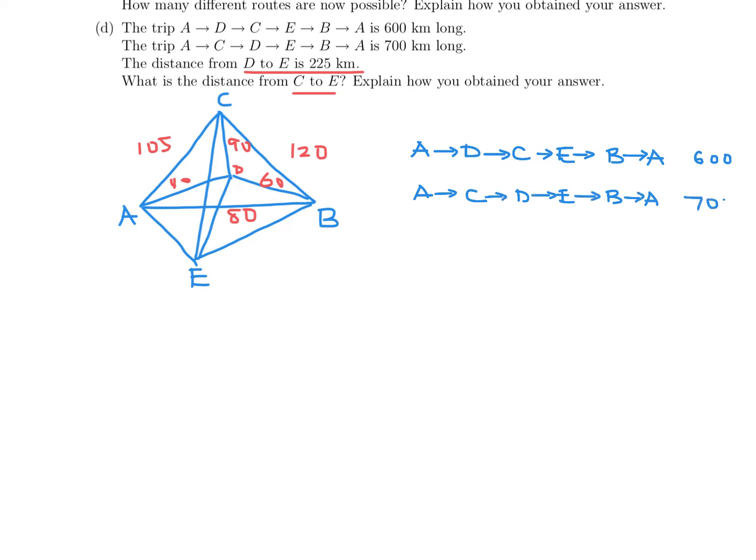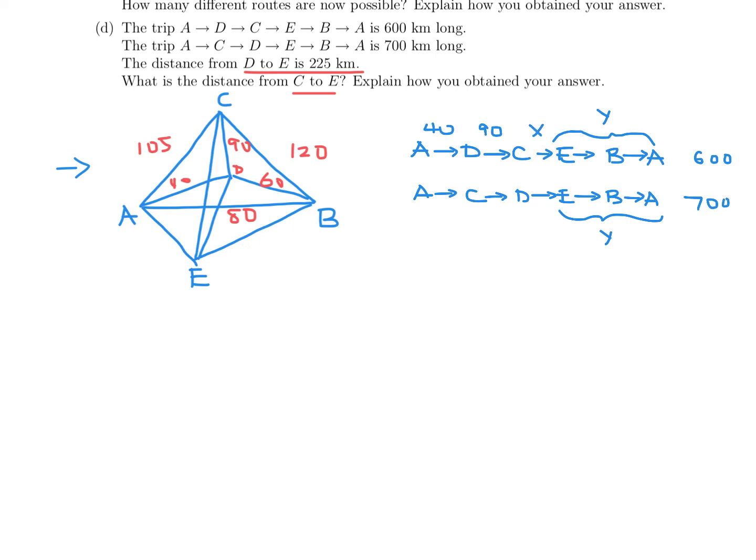is 700. Okay, so I guess we can put variables. So from this route, I'll just call Y, since they're same in both. But then some of these others, they're not the same. So A to D, according to my diagram here, is 40. D to C is 90, right? Yeah, 90. And then C to E, that's what we don't know, so I'll just call that X.